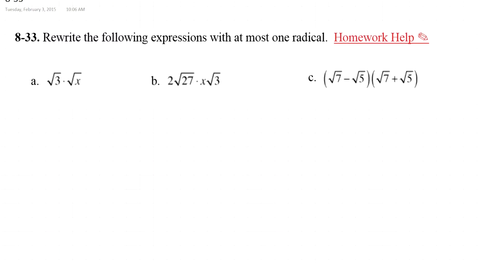So for A, when we take root 3 times root x, because they're both under the square root, this is the same thing as the square root of 3x.